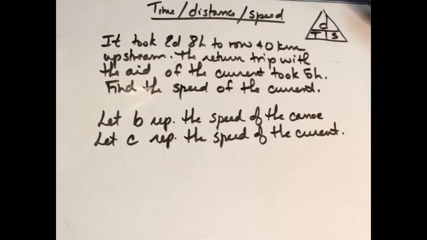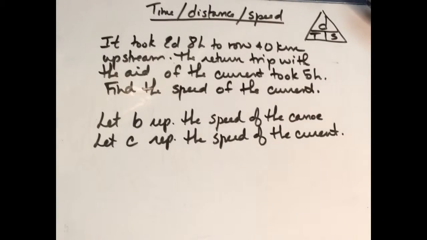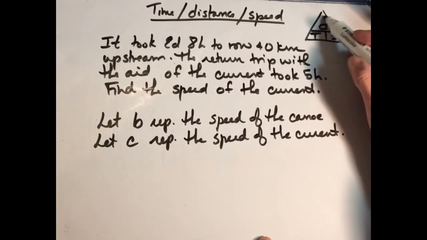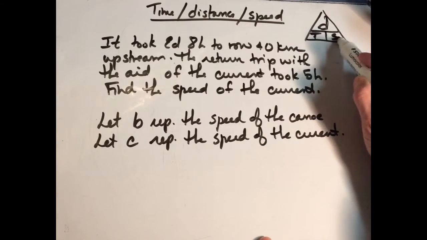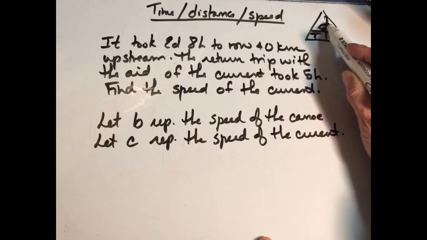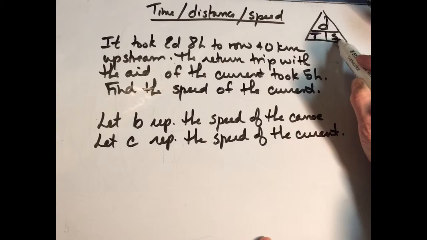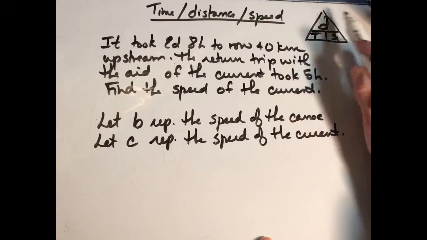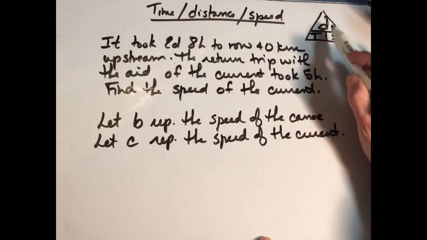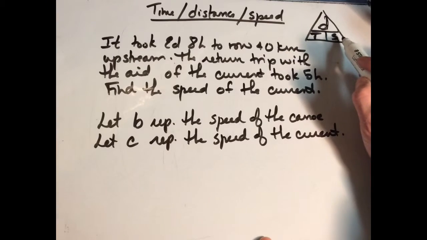The next word problems deals with time, distance, and speed. The one thing we need to remember is the relationship between distance, time, and speed. Distance is equal to time times speed. Speed is distance over time, and time is distance over speed. So you can use this little triangle to remind you of the relationship between distance, time, and speed.